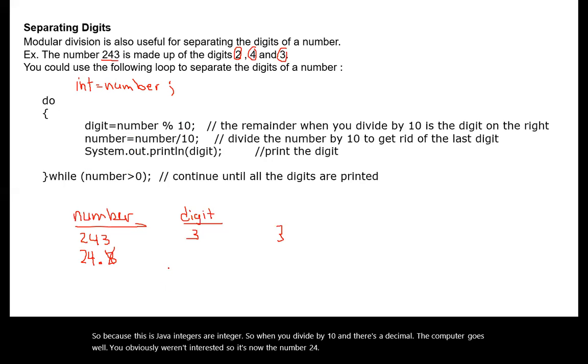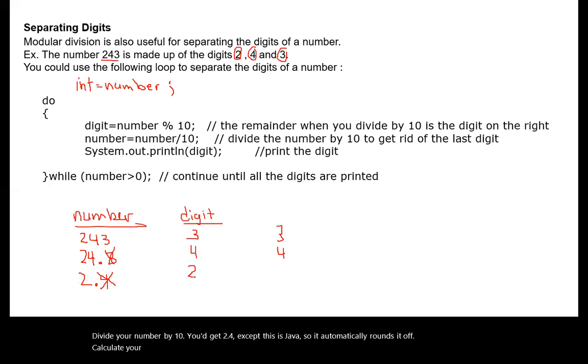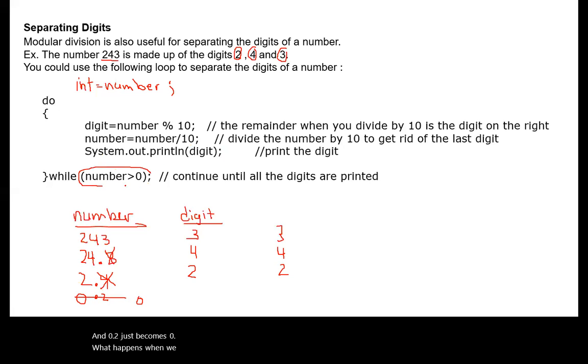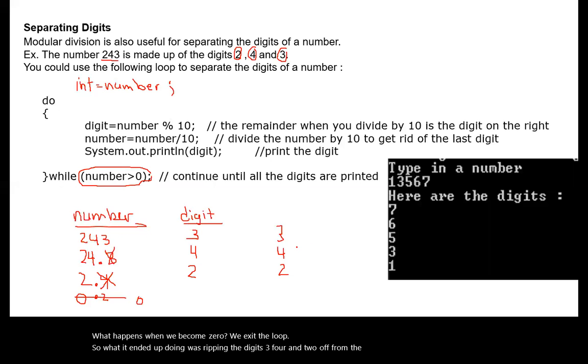When you divide that by 10, it goes in 2 times with a remainder of 4. 4 now appears on the screen. Divide your number by 10, you'd get 2.4, except this is Java, so it automatically rounds it off. Calculate your remainder. It's 2. Put your remainder on the screen. Divide by 10, you'd get 0.2. The computer will round that off, and 0.2 just becomes 0. What happens when we become 0? We exit the loop. So what it ended up doing was ripping the digits 3, 4, and 2 off from the number. So let's check.